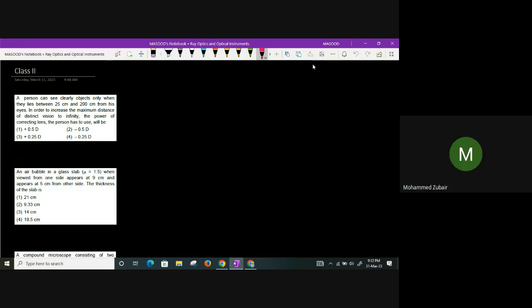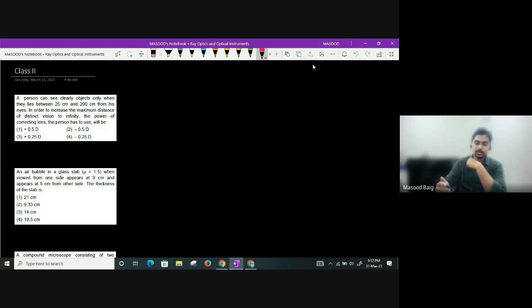Is the board visible? Yes, sir. Are the questions visible? Yes, sir. First question: a person can see clearly objects only when they lie between 25 centimeters and 200 centimeters. First thing you need to know: for a normal eye, what is the near point? If I place the object at 25 centimeters, then only I'll be able to see it clearly. And what is the far point? The far point is infinity. Clear?